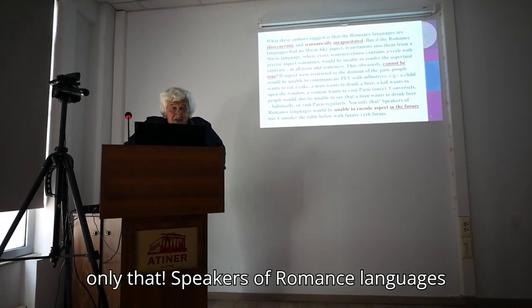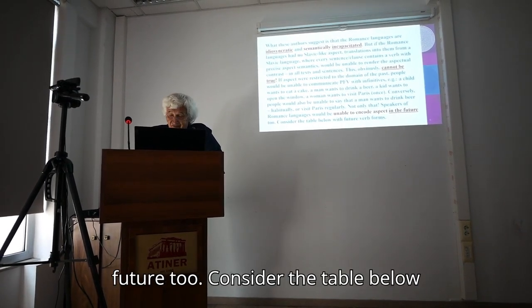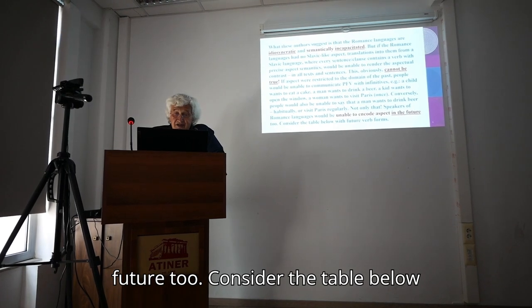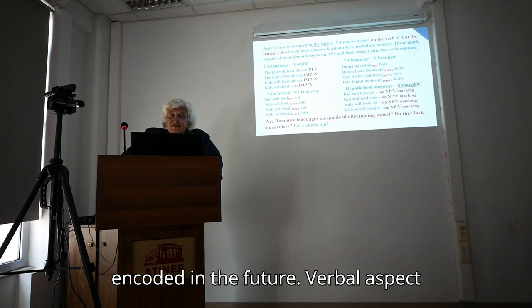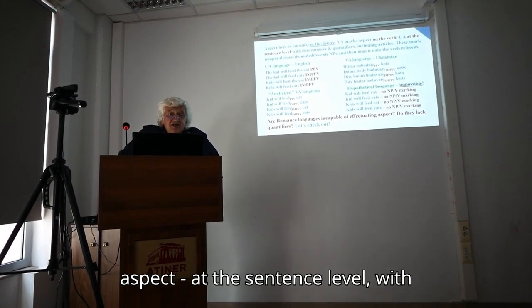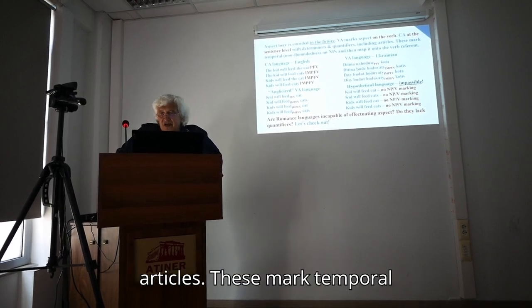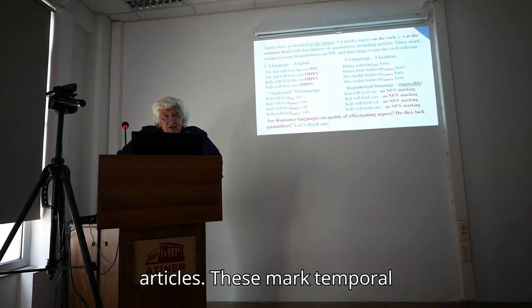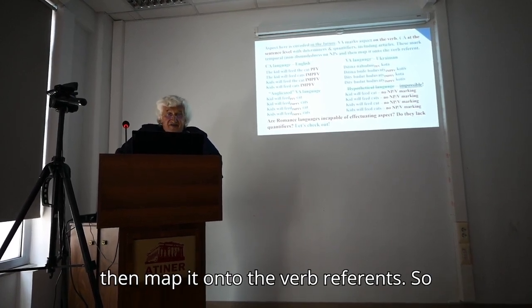Not only that, speakers of Romance languages would be unable to encode aspect in the future too. Consider the table below with future verb forms. Aspect here is encoded in the future. Verbal aspect marks aspect on the verb. Compositional aspect works at the sentence level with determiners and quantifiers, including articles. These mark temporal boundedness or non-boundedness on NPs and then map it onto the verb referent.